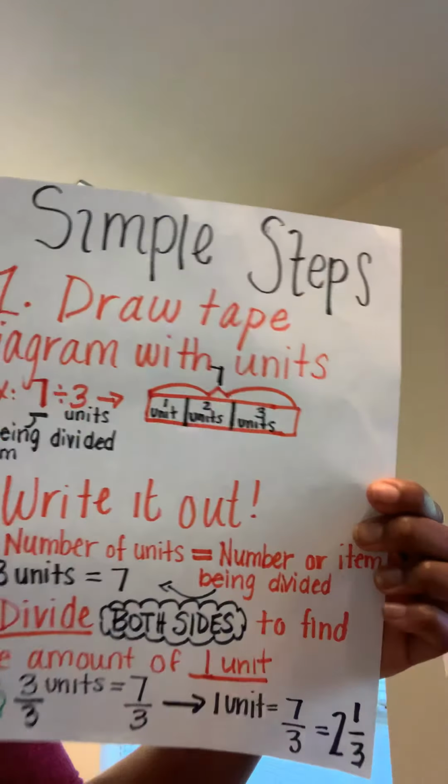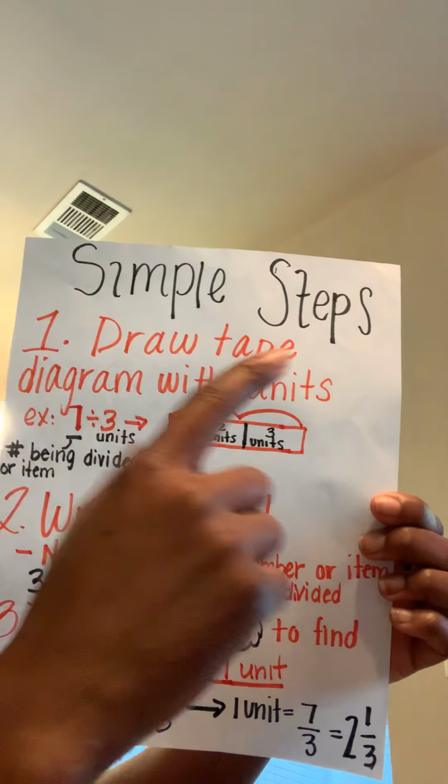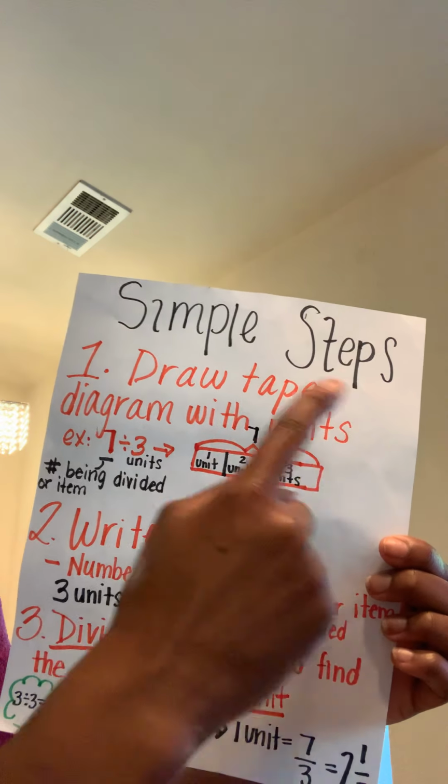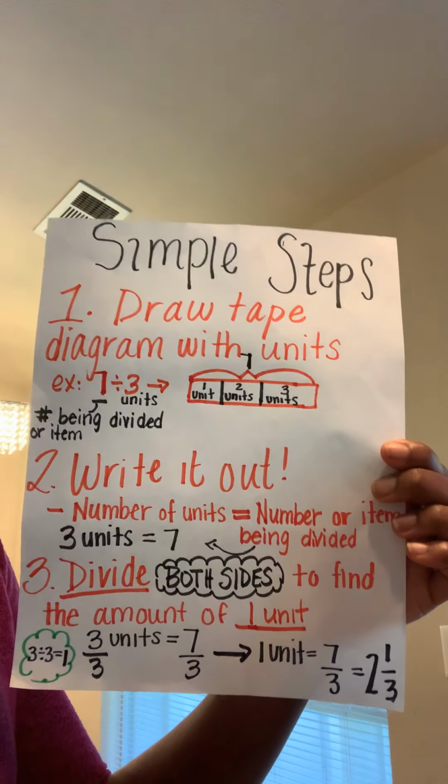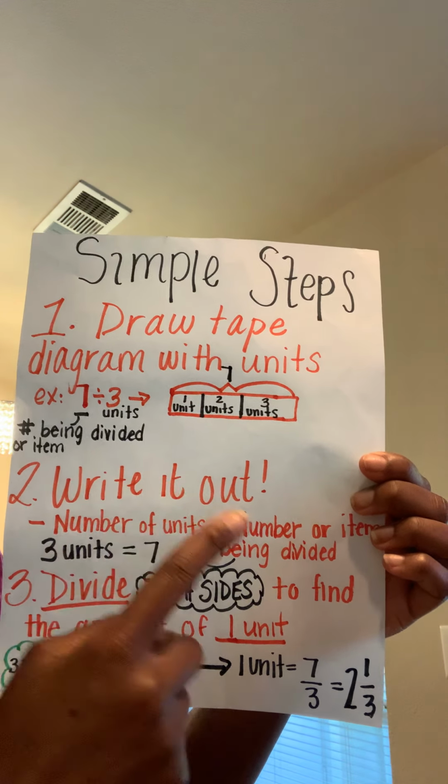Okay? So, if you continue to follow these 3 simple steps, you've got to draw that tape diagram with your units, write it out, and then divide by both sides. You will do very well on your assignment. All right?